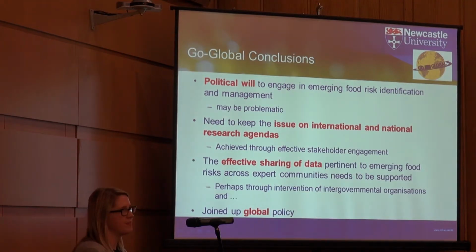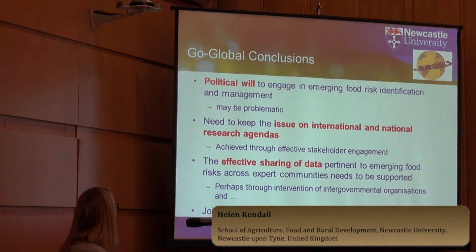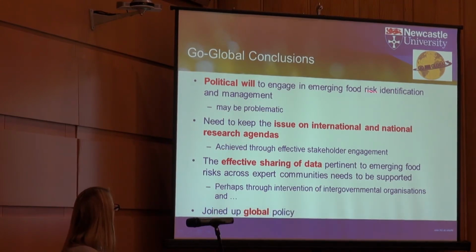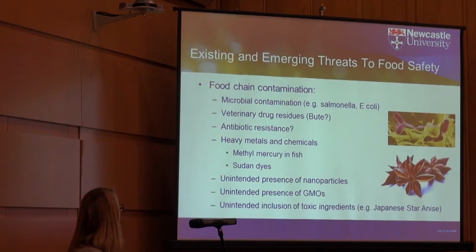So as I said, the Collab for Safety Work Package 1 is built on the methodological insights gained from the Go Global project. Some conclusions from the Go Global project highlighted that political will to engage in emerging food risk identification and management may be problematic. They also identified a need to keep the issues on international and national research agendas, and this could be achieved through effective stakeholder engagement. We also needed to improve the effectiveness of sharing data across expert communities, and that activity needed to be supported globally. Ultimately, it suggested that we needed much more joined up global policy, which is where the Collab for Safety project is.